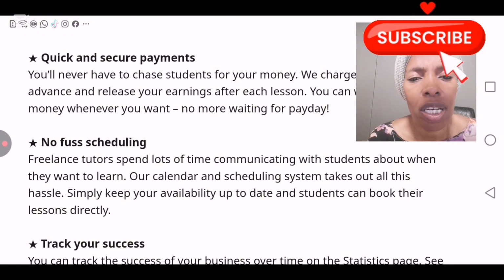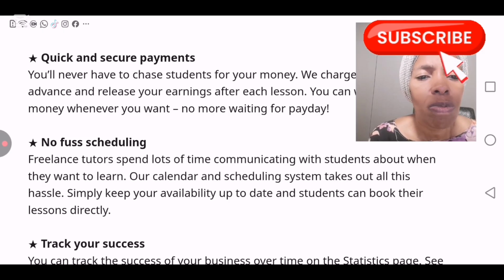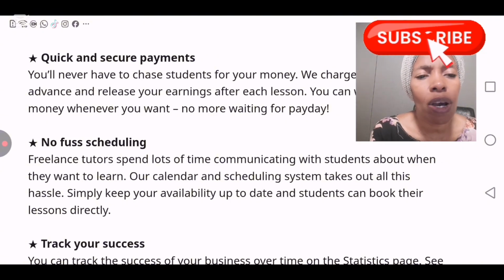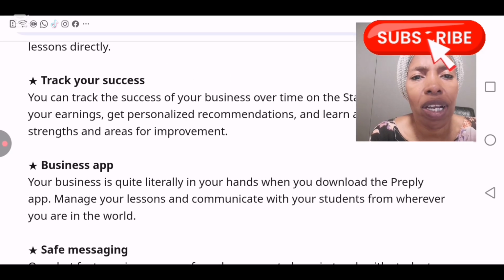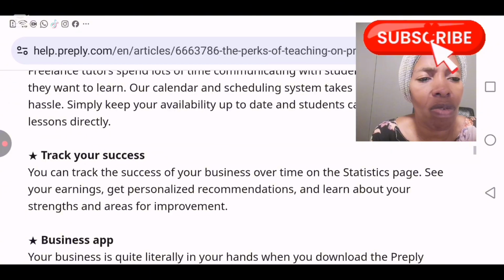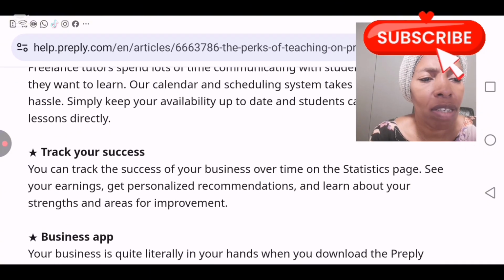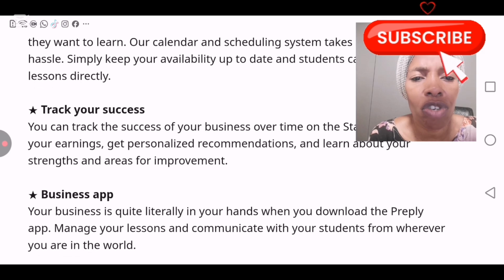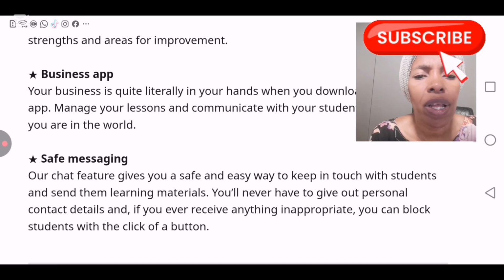Fast scheduling. Freelance tutors spend lots of time communicating with students about when they want to learn. Our calendar and schedule system take out all this hassle. Simply keep your availability up to date and students can book their lessons directly. Track your success. You can track the success of your business over time on the statistics page. See your earnings, get personalized recommendations, and learn about your strengths and areas for improvement. All right, and many others.